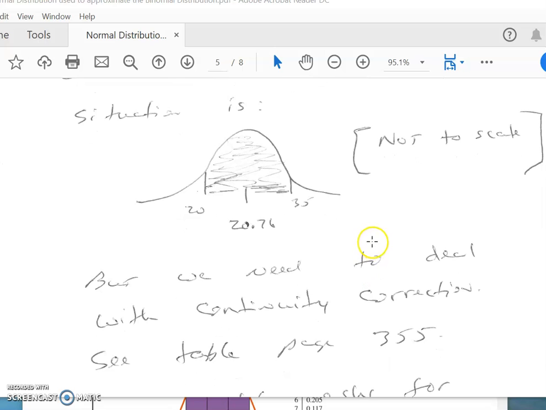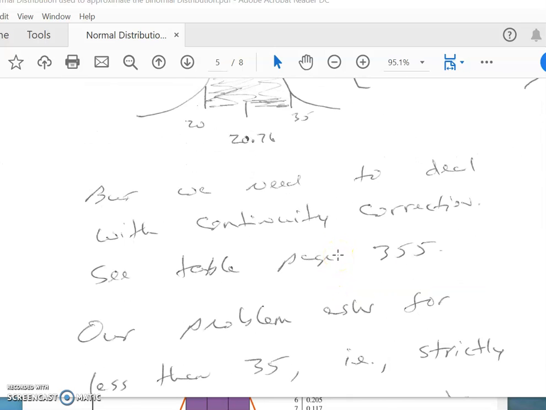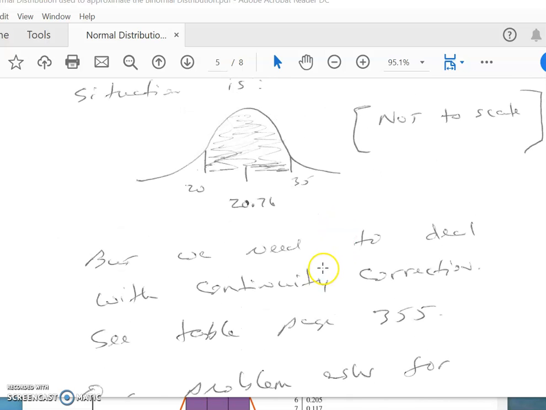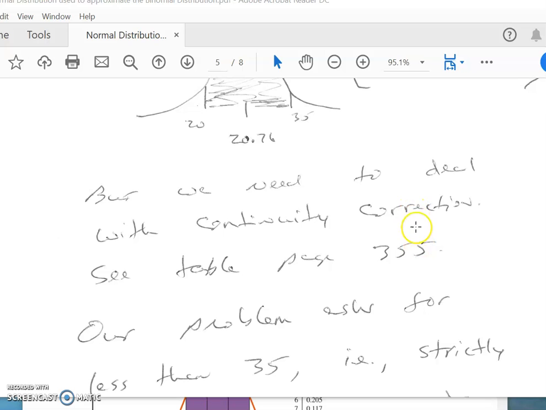Strictly a cartoon. Well, we need to deal with a continuity correction, because if you just plug in the numbers, you're going to be off by a little bit. For example, we do not want to include 35, and we do not want to include 20. It's strictly greater than 20 and strictly less than 35. So we have to use a continuity correction.